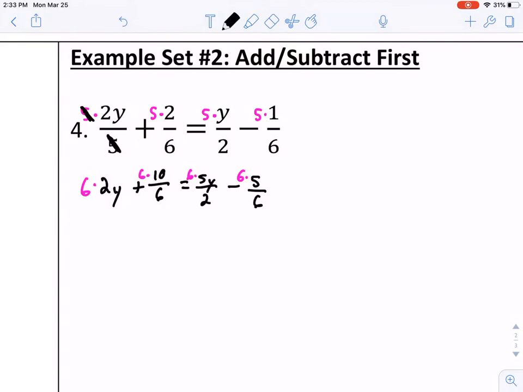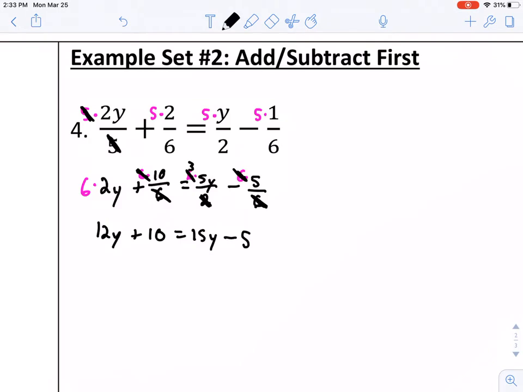And what you get out of this is 6 times 2y is 12y. This 6 and this 6 cancel out, giving you plus 10. Here, the 2 will cancel out the 2 that makes the 6 and make it 3. So 3 times 5y is 15y. And this 6 and this 6 will cancel out, leaving minus 5.